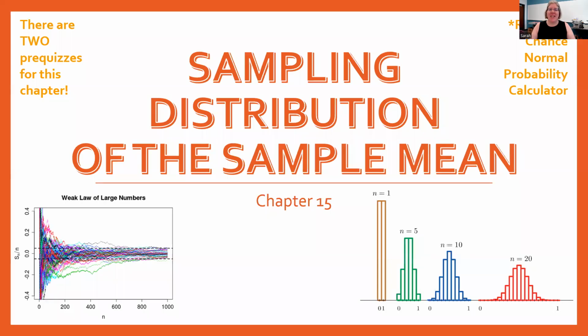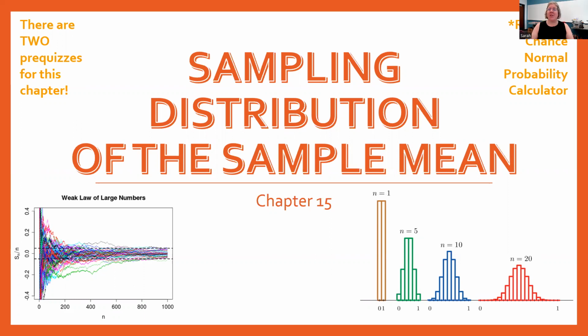Welcome to Chapter 15, Sampling Distribution of the Sample Mean. In Chapter 15, we're going to use two big ideas in statistics, the law of large numbers and the central limit theorem, to build a bridge from what we did in Chapter 3 with that normal distribution and finding probabilities for individuals to working with groups and probabilities related to those, which is the backbone behind confidence intervals and hypothesis testing.